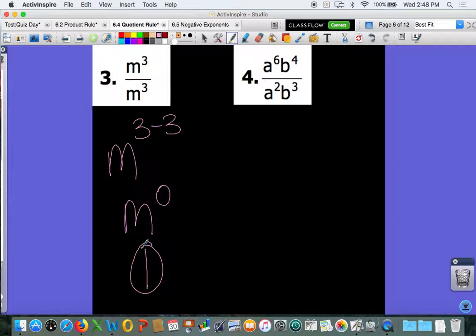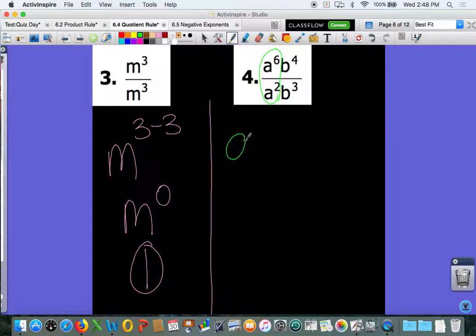Now we're going to look at when we have more than one variable. So I've got a to the 6th, b to the 4th, divided by a squared, b cubed. So here's what I would like to look at. I want to make sure that I am only paying attention to my a's when I am subtracting. I do not want to accidentally subtract a b from an a. They're not like terms. They have to be the same variable in order for me to subtract them.